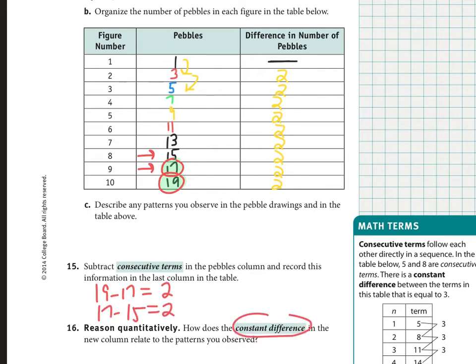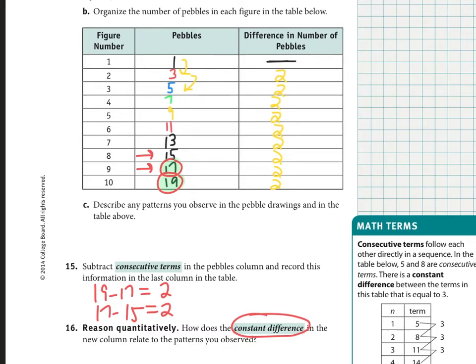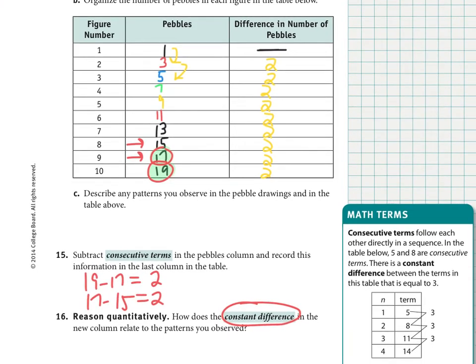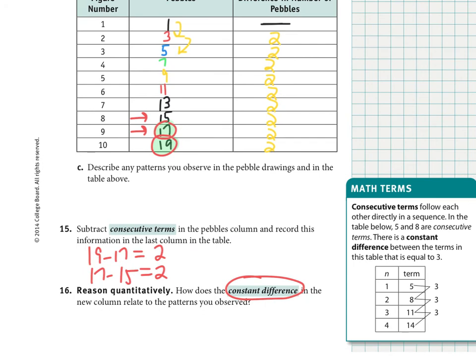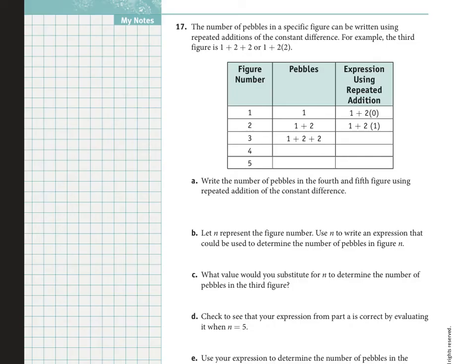So we're, again, getting this constant difference because that's the amount of change that's happening to get from one figure to the next. Okay, so how does this constant difference relate to the pattern we observed? It's exactly the same thing, right? It's showing how many pebbles are being added in each term. All right, so let's keep investigating this a little bit here.